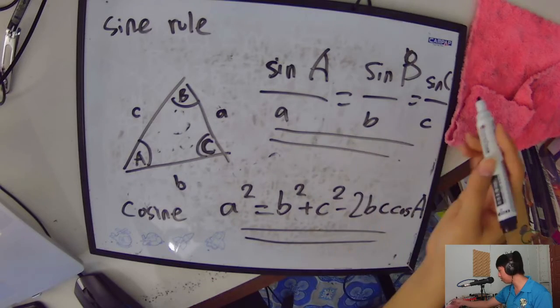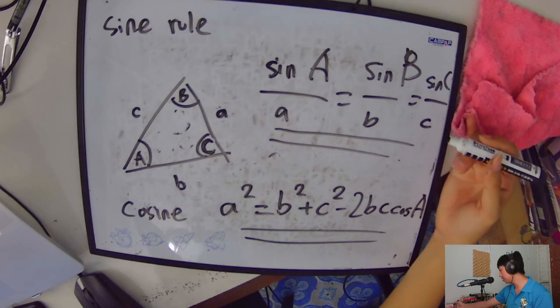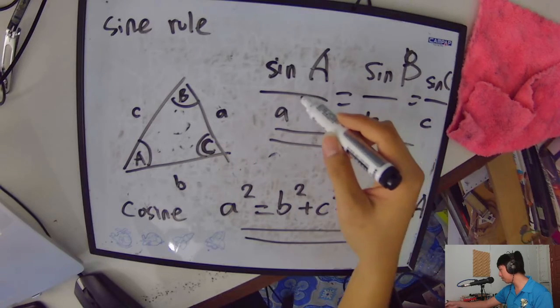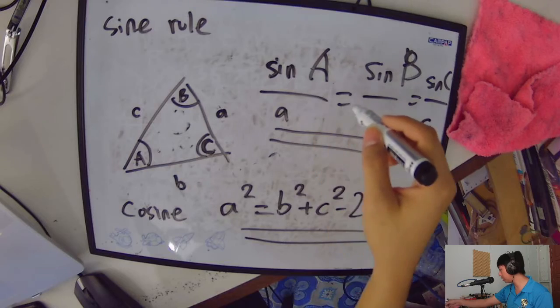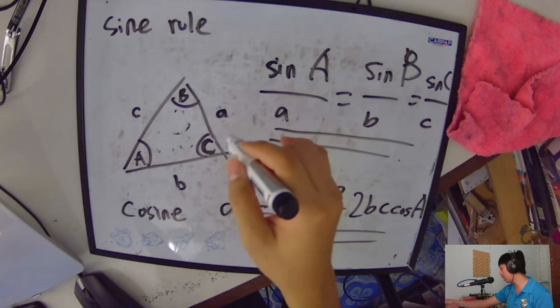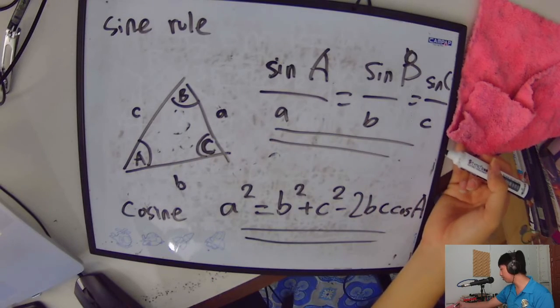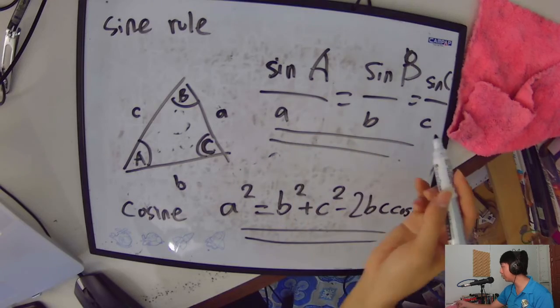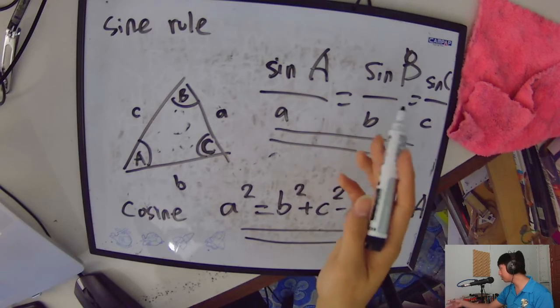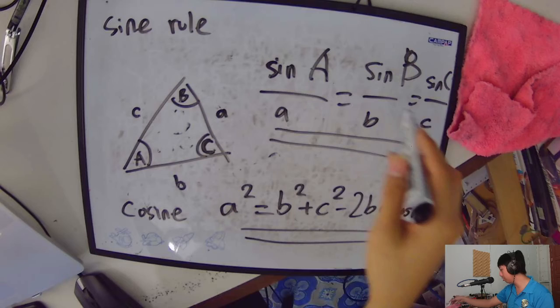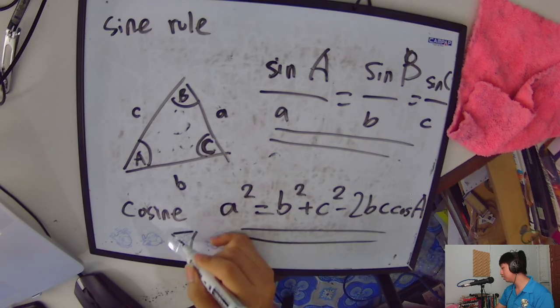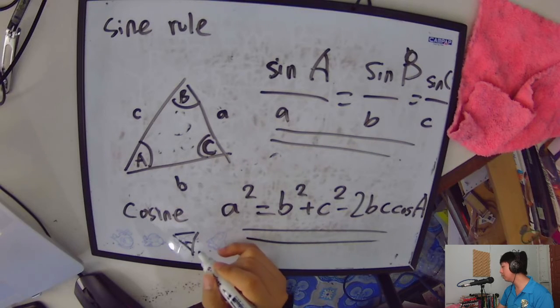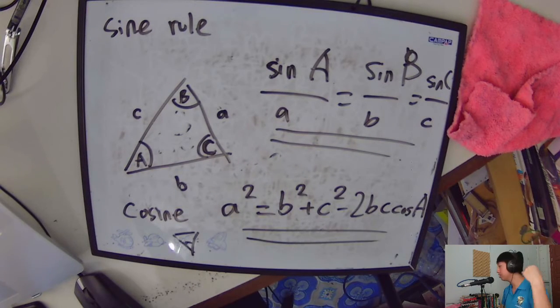So the sine rule is if you have two sides and the opposite angles, or if you have all three angles, or if you have like one side and three angles, or three sides and one angle, you can use the sine rule. If you only have two sides and one angle, then you can use cosine.